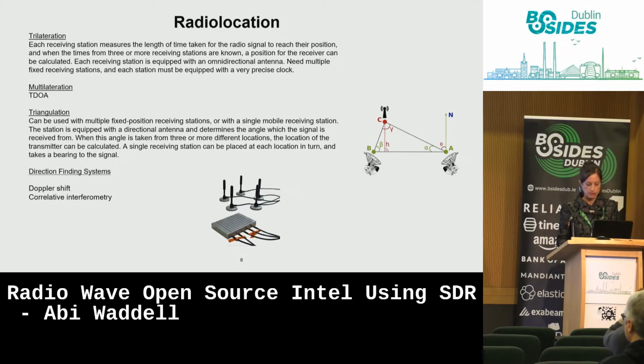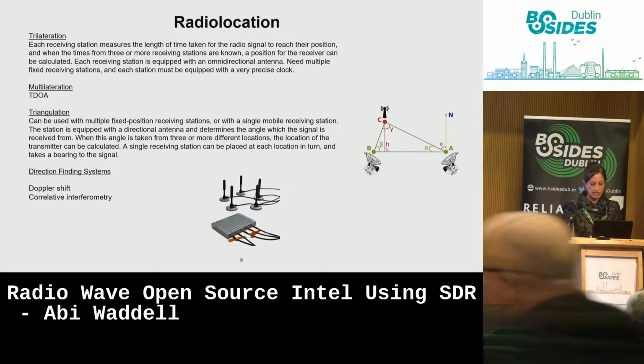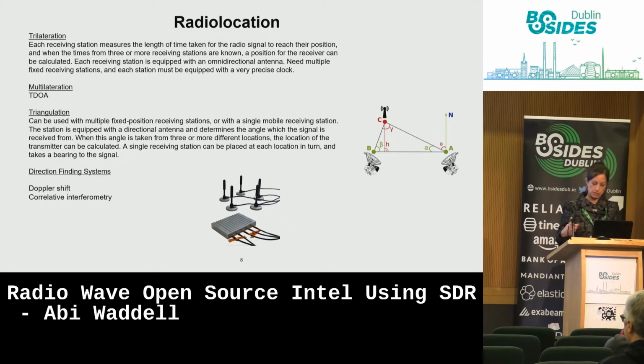a single mobile station, which has a directional antenna and determines the angle which the signal is received from, keeping the same reference point, such as magnetic north. And when this angle is taken from 3 or more different positions, the location of the transmitter can be calculated.